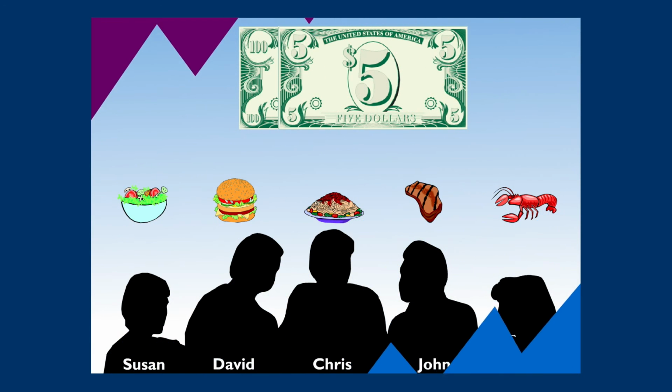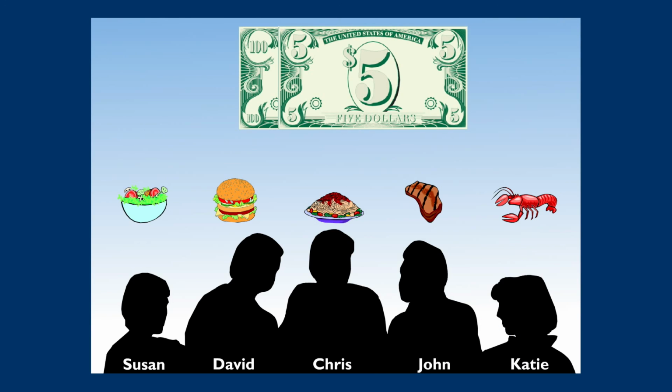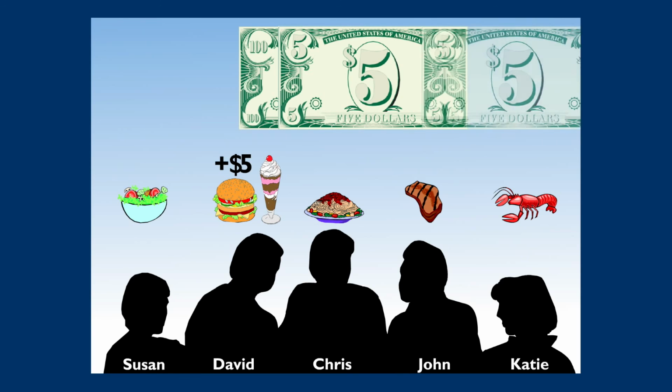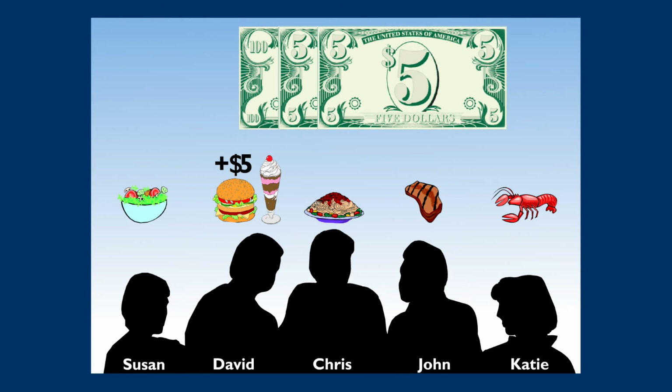Let's use the group dining analogy again to describe how this works. An increase in utilization is represented when David adds a $5 dessert to his meal. He's receiving an additional food item, which increases the total cost of the food for the group to $110. Only David receives the benefit of the dessert, but the entire group shares in the cost. Each person's portion of the bill has increased $1 to $22.